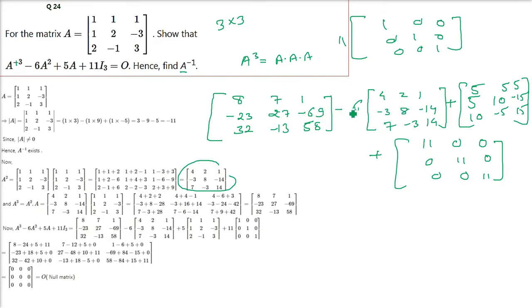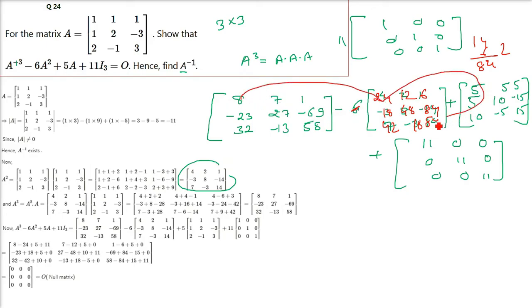So multiply this inside with 6, and then take the corresponding elements and add and subtract. I'll just show you how to multiply this 6. 6 times 4 is 24, 6 times 3 is 18, 6 times 8 is 48, and so on for the rest, giving 42, 18, 84. Once this is done, same thing: 8 minus 24 plus 5 plus 11. You have to do it for all 9 elements correspondingly, one by one. Once this is done, you get 0. You will get a null matrix. You have just shown that it is 0.